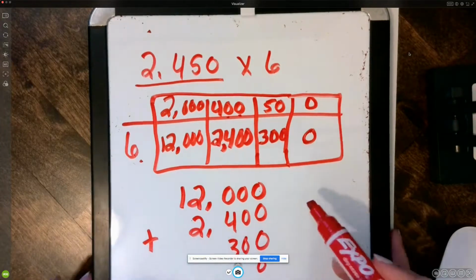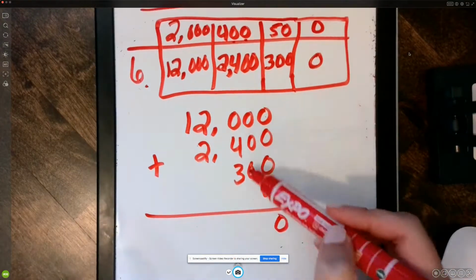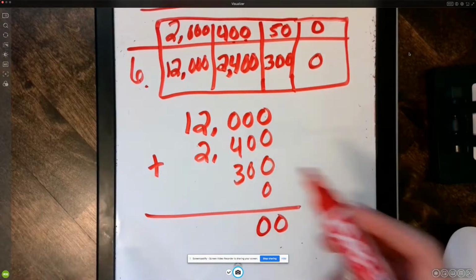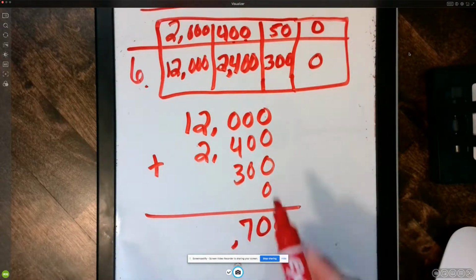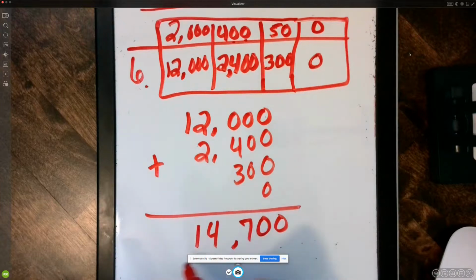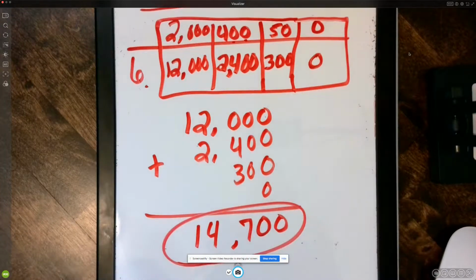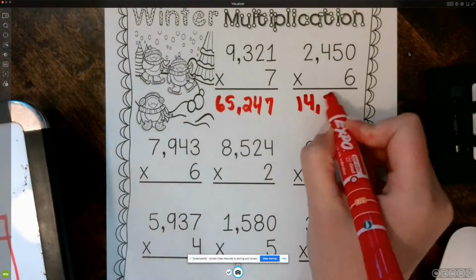0 plus 0 plus 0 plus 0 is 0. Another column of zeros. 0 plus 4 plus 3 is 7. 2 plus 2 is 4, and I bring this 1 down. So 2,450 times 6 is 14,700.